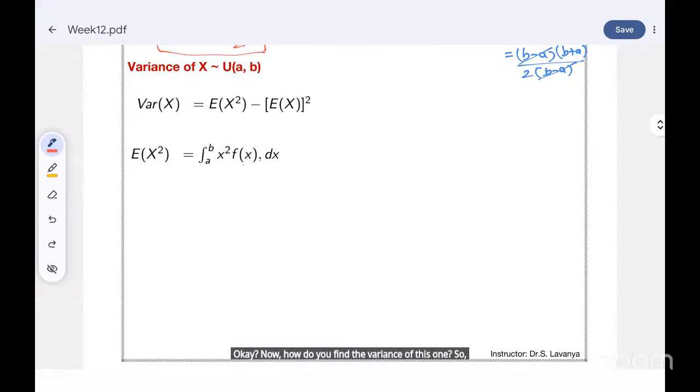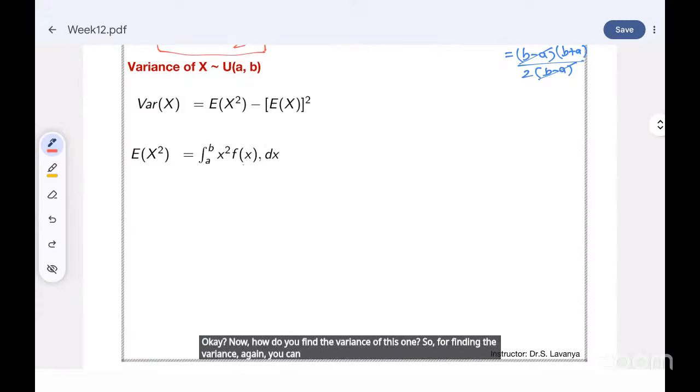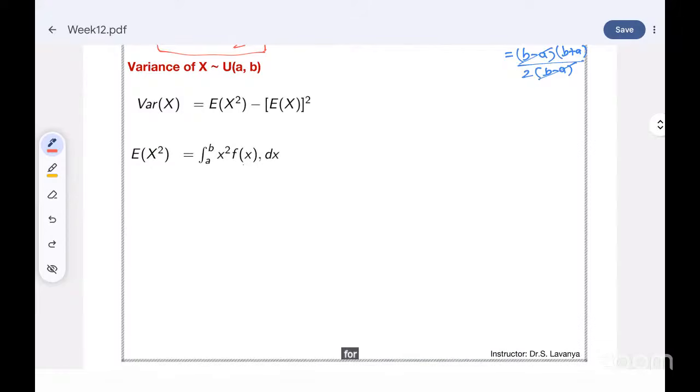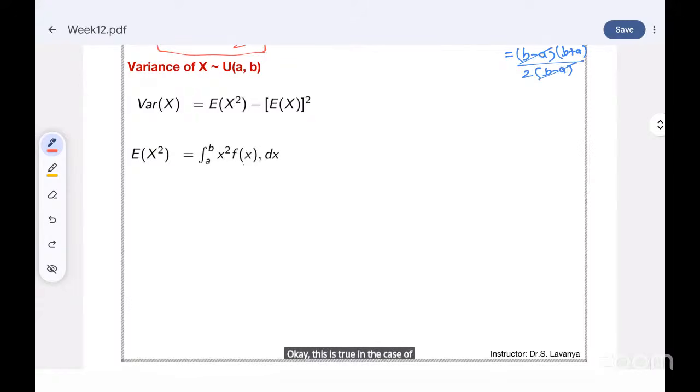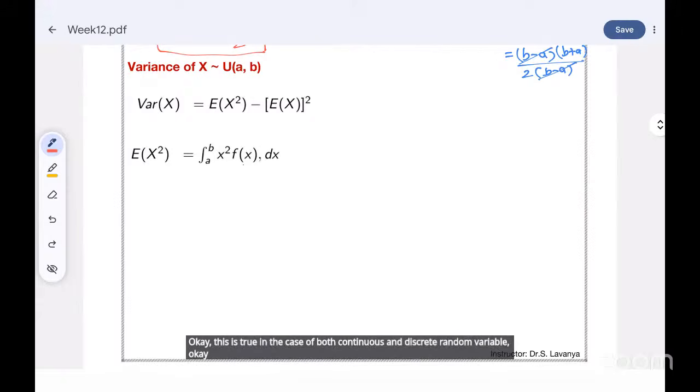For finding the variance, again, you can use this formula for variance which you have. A similar formula for a discrete random variable is true in the case of continuous random variable as well. So variance of x is expectation of x square minus expectation of x the whole square. This is true in the case of both continuous and discrete random variable. Now here, how are we going to compute first expectation of x square? Because this part is already done. So let's do this part first.